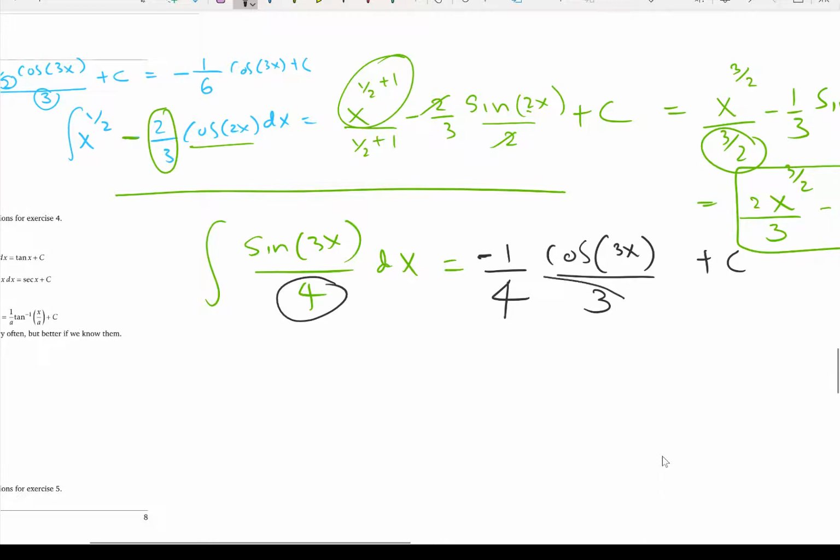Now here it's 4 times 3, right? Here it's not 4 plus 7. Okay, it's 4 times 3. What is that? That's 12. So let's write it like negative cosine 3x over 12.